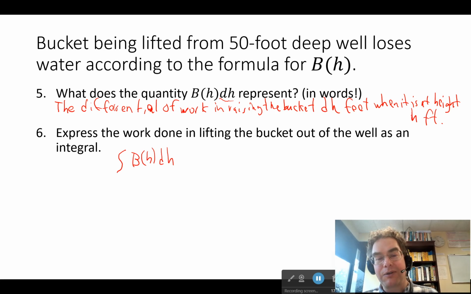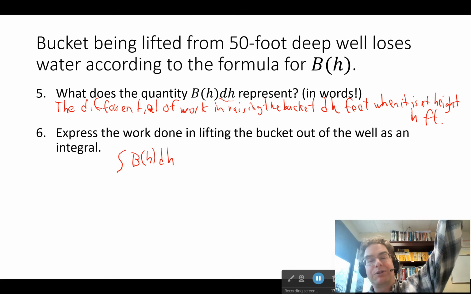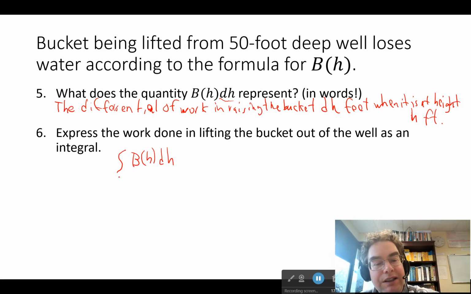And if we think again of where these little increments of our height are occurring? Well, we have to lift that bucket ultimately all the way from the bottom of the well up to the top. We know that it is 50 feet deep, so we're starting at the bottom, which is height 0. We're going to the top, which is height 50, and we have to add up our differentials of work across that entire 50 feet worth of differentials in height. So there is our integral.